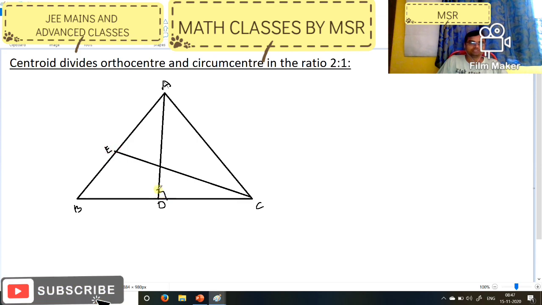Altitude means the perpendicular drawn from the vertex to the opposite side. That is our altitude. So their point of concurrence is the orthocenter O here. Now we are going to discuss the next part.